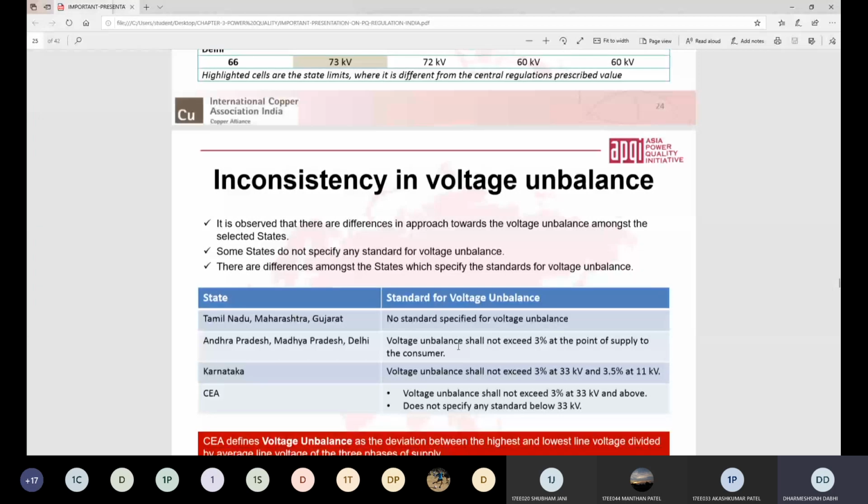Then there is inconsistency in the voltage unbalance. In the same way, it is observed that some of the states do not follow the standards of voltage unbalance, and some states do not even specify the standard related to voltage unbalance. So these are the problems in India, that some of the states have not made standards for particular power quality problems. So the question is how to remove these power quality problems, because they have not even made the standards.